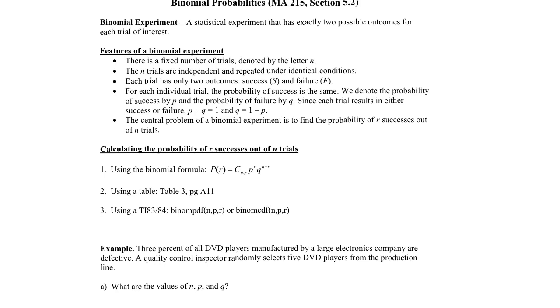So to get started, a binomial experiment is a statistical experiment that has exactly two possible outcomes for each trial of interest. Two outcomes, so it's bi, meaning two. Sometimes instead of binomial experiments, these are called Bernoulli trials. I'll write this down too. This is named after Jacob Bernoulli, a mathematician who studied these in the late 1600s. So let's look at the features of a binomial experiment.